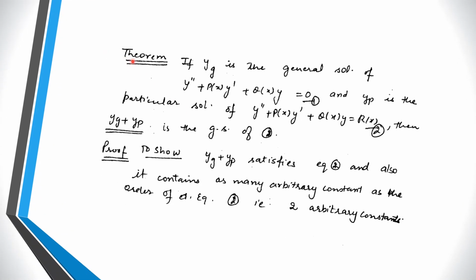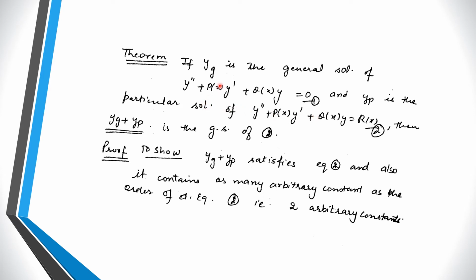The theorem says that if yg is the general solution of the second order homogeneous differential equation and yp is a particular solution of the second order linear non-homogeneous differential equation, then their addition, yg plus yp, is the general solution of equation 2, the non-homogeneous second order differential equation.